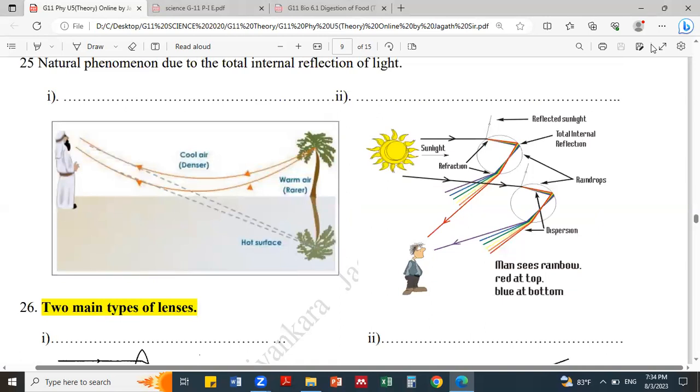Just remember the natural phenomena. It's a natural, not a man-made one. Natural phenomenon. Due to what? Due to total internal reflection of light.